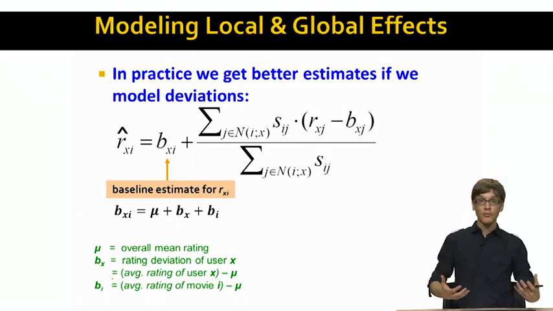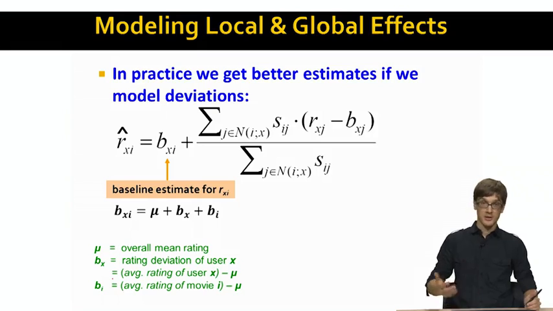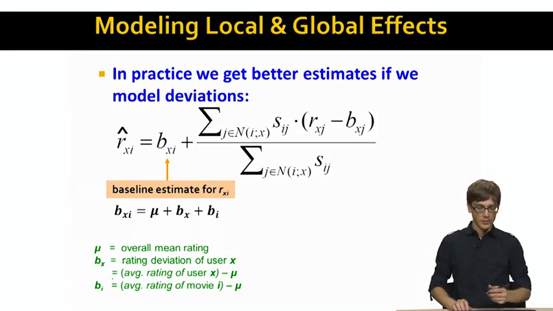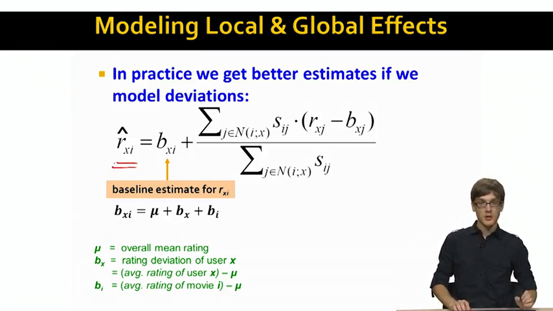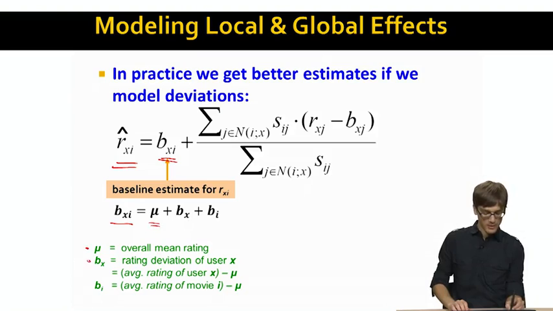Now, how do we put together the local effects and the global effects? How do we combine collaborative filtering with the global effects model that I described two slides ago? We just add the two together. Here's the formula that I will explain again. My prediction of how much user X will like movie I is the baseline predictor, which is what we talked about before. The baseline predictor for user X and movie I is simply the average movie rating plus the average deviation for user X plus the average deviation for movie I.